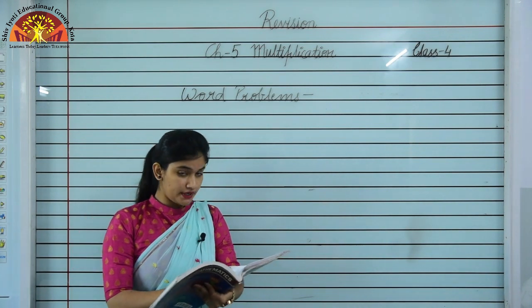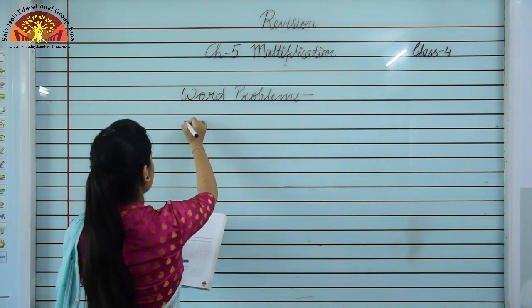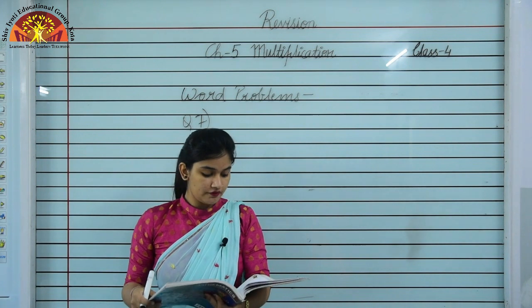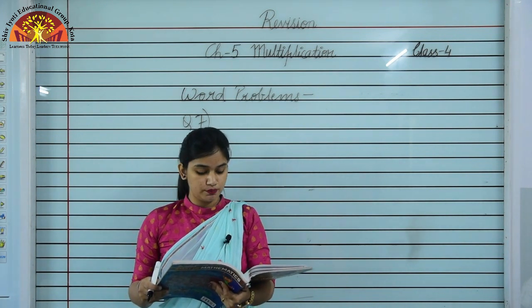So students, open page number 66, exercise 5.9, and we are taking a question, that is question number 7. 63 bags are filled with coins. There are 352 coins in each bag. How many coins are there in all?